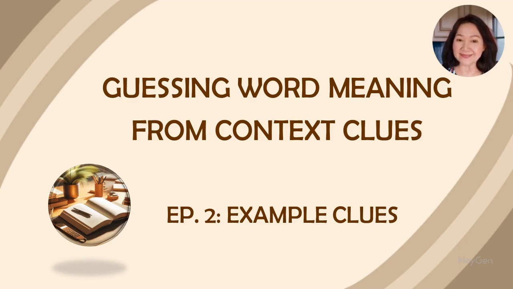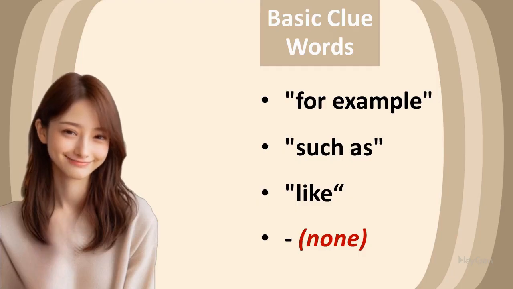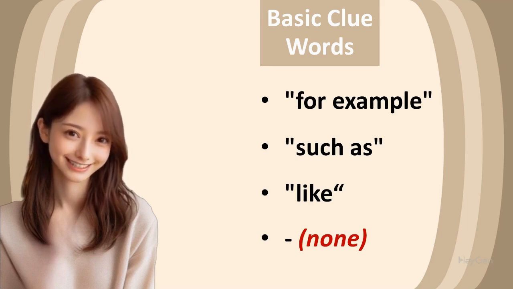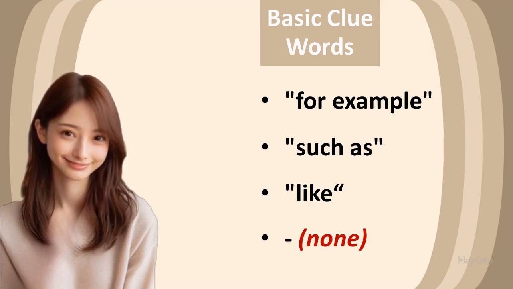Let's begin. Basic clue words like for example, such as, or like are often included in the text to help a reader guess the meaning of an unfamiliar word. But not always. Some writers may give examples without these words. However, to successfully guess the meaning of an unfamiliar word using example clues, readers need to have some prior knowledge or understanding of the topic. This background knowledge helps them connect the examples to the word's meaning. Let me show you some examples.